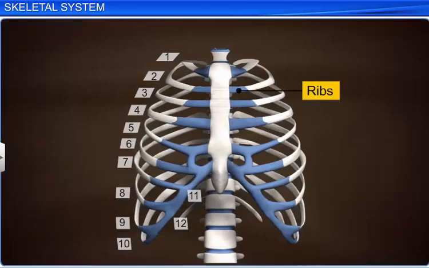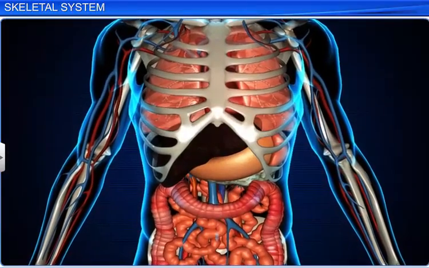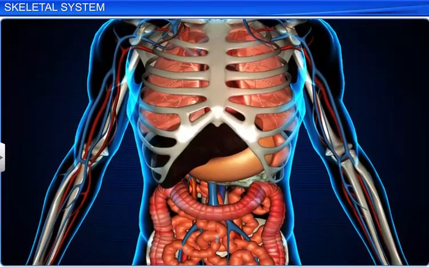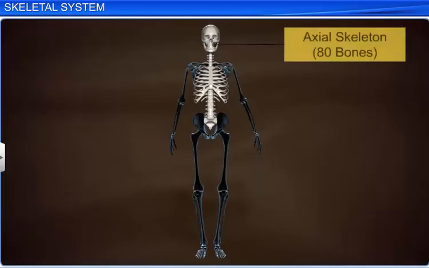The ribs, along with the thoracic vertebrae and sternum, form the rib cage, which protects vital organs like the heart and lungs. Thus, the axial skeleton consists of 80 bones, including the skull, vertebral column, ribs, and sternum.